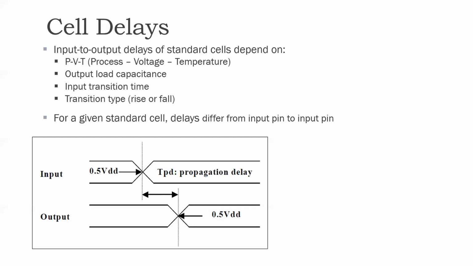Now this input to output delay, from the halfway point of the input transition to the halfway point of the output transition, in standard cells depends on the following factors. It depends on what we call PVT: process, voltage and temperature. Voltage and temperature are easy to understand, so let me start with those.